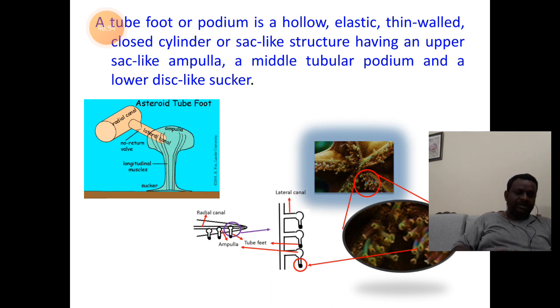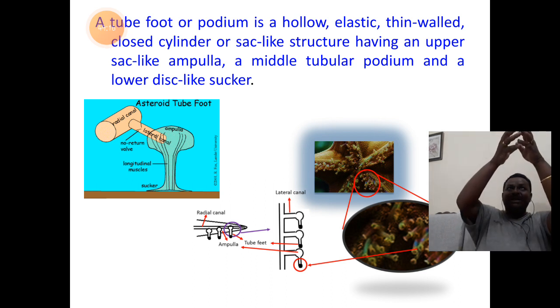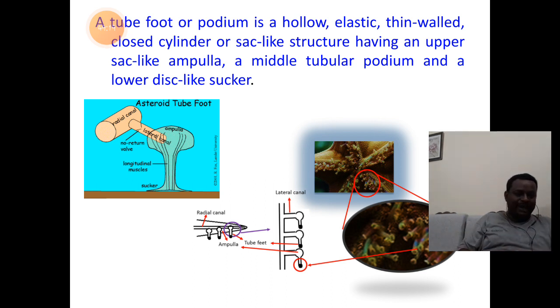Now, the function of the ampulla is to conduct the water from the lateral canal into the tube feet. It allows the water to come inside, because that is the part where the lateral canal touches. So the filtered water now comes into the ampulla part of the tube feet. Now, the water from the ampulla needs to move down into the region of the podium, where the podium is made up of elastic contractile tubules and fibrous connective tissue.